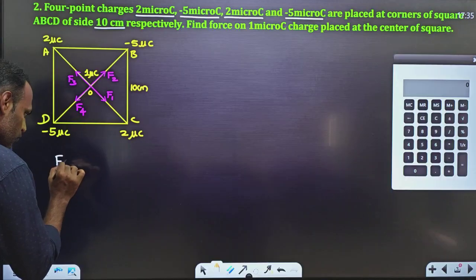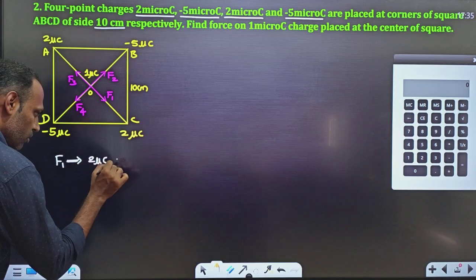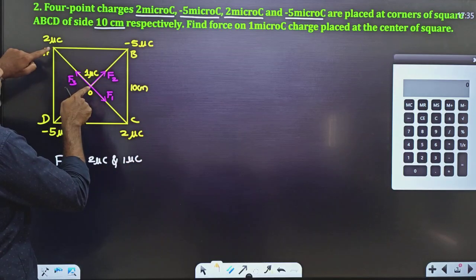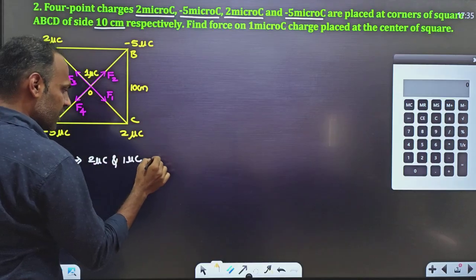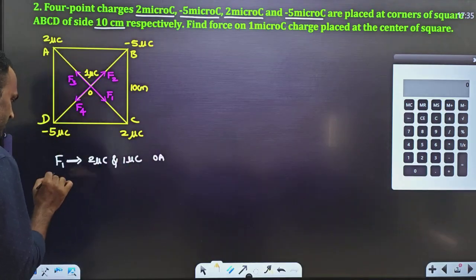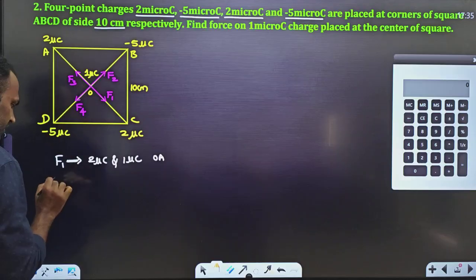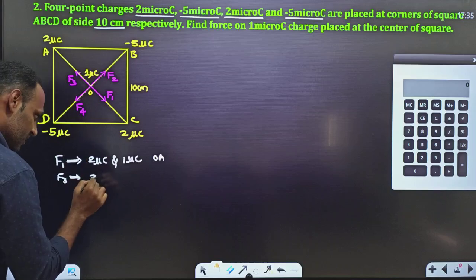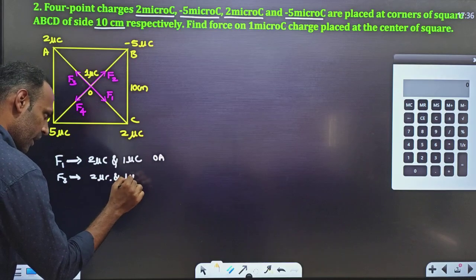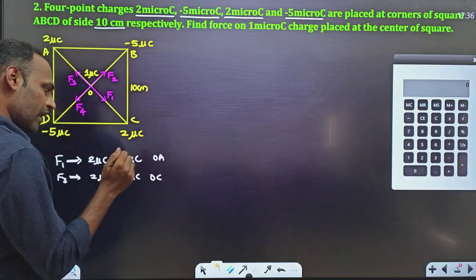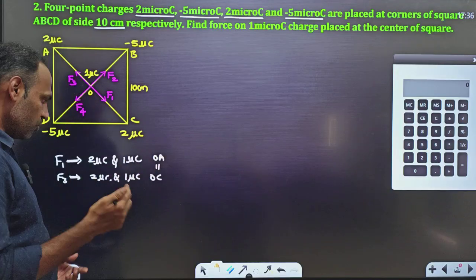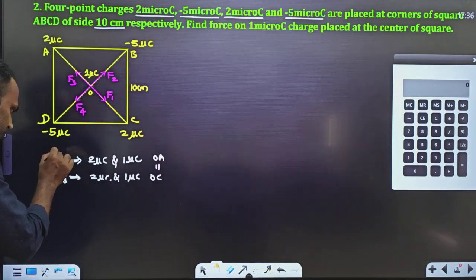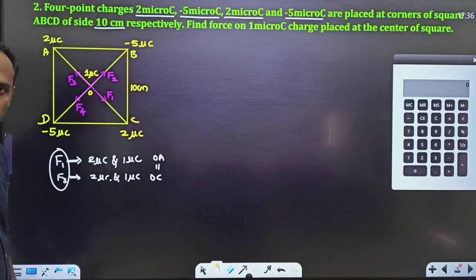F1 is the force between which two charges? It is the force between 2 microcoulomb and 1 microcoulomb. What is the distance between 2 microcoulomb and 1 microcoulomb? It is OA. Next, what about F3? F3 is also the force between 2 micro and 1 micro. And what is the distance between them? It is OC. However, OC and OA both will be equal. So charges are same and distances are also same, so these both forces will be same. F1 and F3 are equal.